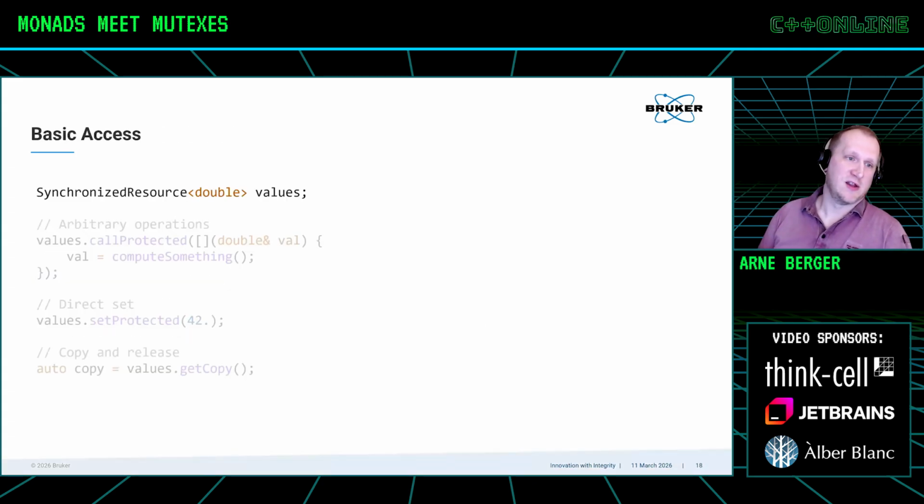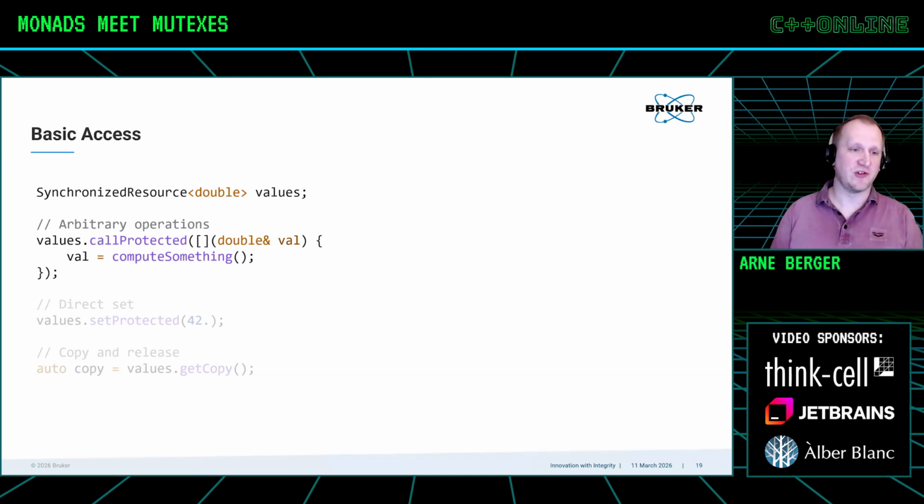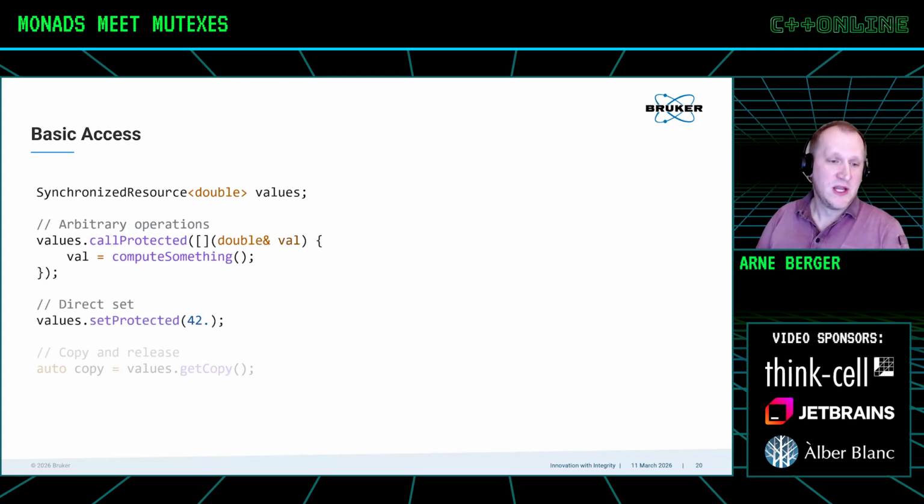How should the basic access look like? So we define a class, synchronized resource. It's templated on the value we want to encapsulate. And then to call an arbitrary function, I named it call protected. It's a function that we give a functor to, and the invariant is: lock the mutex, call the function, return.